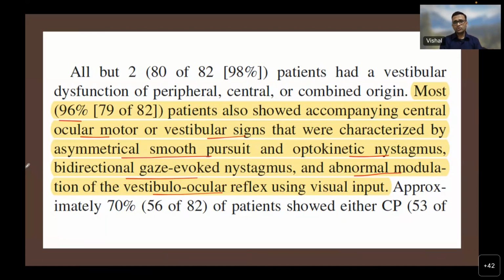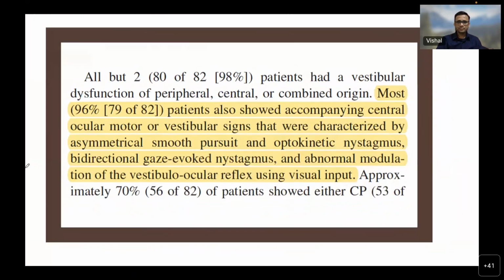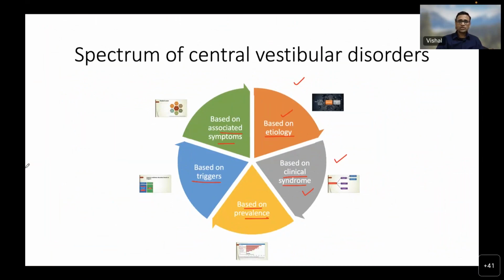But suppose you have video nystagmography, it is an extension of clinical examination. I'm going to show some cases where I could pick up that the smooth pursuit was saccadic on one side as compared to the other side. In optokinetic testing you can get asymmetry, and bidirectional gaze-evoked nystagmus. All these nystagmus and ocular motor signs you can pick up objectively if you have video nystagmography. Now that was based on associated symptoms.